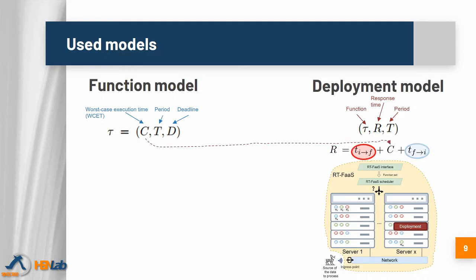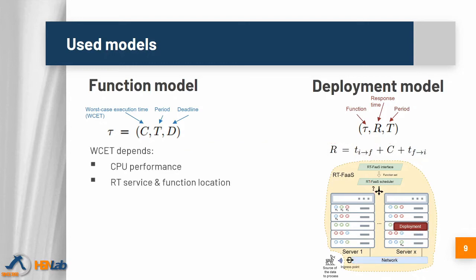The C is the computation time of the function, and recall that we must consider the network delay. So the T parameters are the transmission time of the input data from the ingress point to the deployment, and vice versa, the transmission time of the output data from the deployment server to the ingress point.